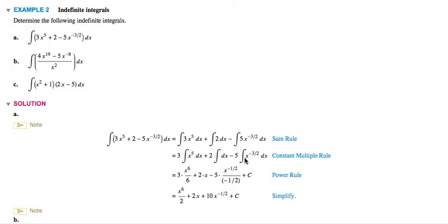The coefficients are going to come out. And then we're going to use the power rule on x to the 5th. So it's x to the 6th over 6. The integral of 1 dx is going to be x. And the integral of x to the negative 3 halves is going to be x to the negative 1 half over negative 1 half. Once the integration symbols go away, we always add the constant. And then the final step is to just simplify.